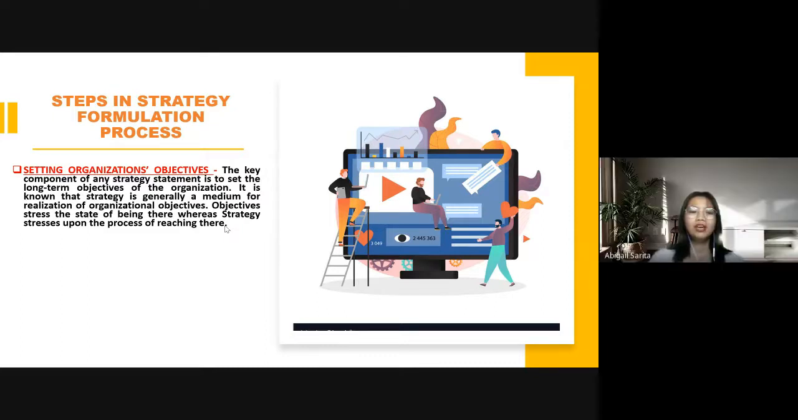Okay, when we say objectives or setting organization objectives, these are your aspirations towards your business. These are your goals that you want to achieve in the long run. So in the near future, for example, Fel, if you are given a chance to become a business owner, what will be your business and what will be your objectives?